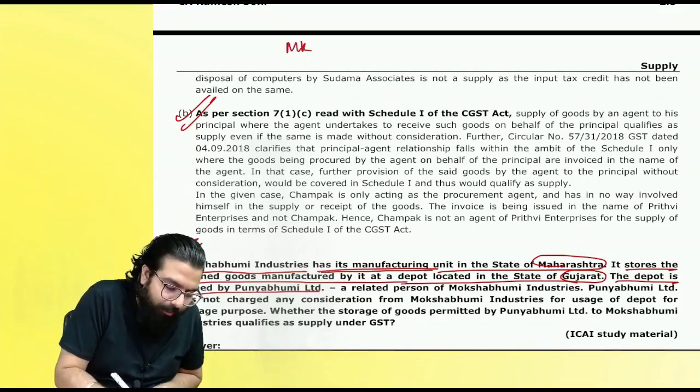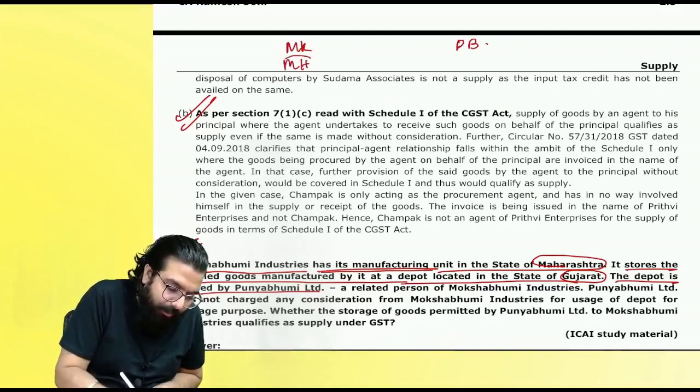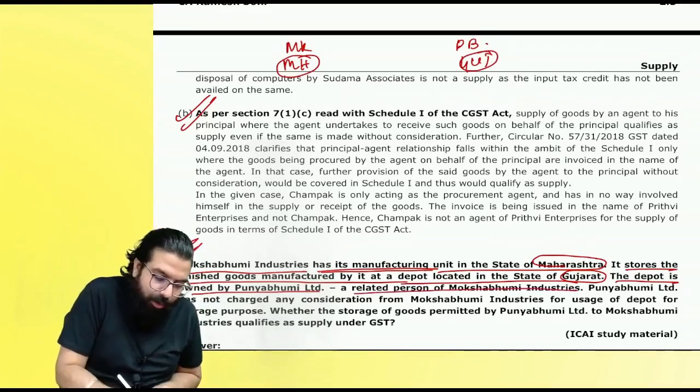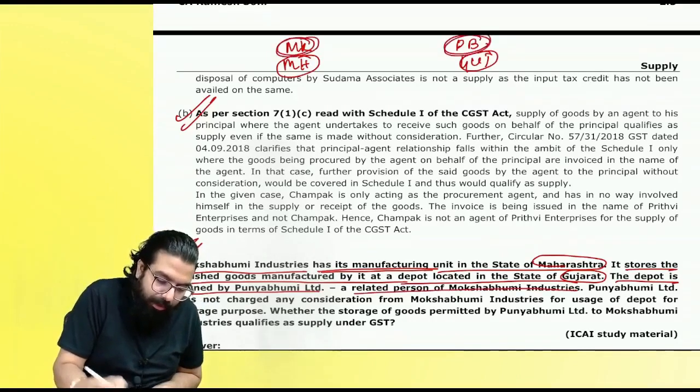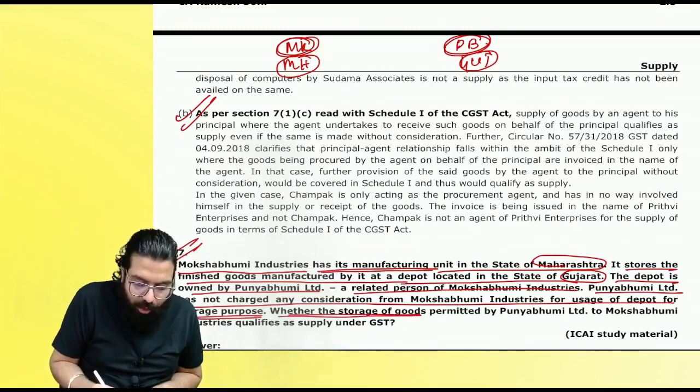Moksha Bhumi, Punya Bhumi. Moksha Bhumi is where? Maharashtra. Punya Bhumi is where? Gujarat. Then a related person of Moksha Bhumi. Moksha Bhumi's related person is Punya Bhumi. Punya Bhumi has not charged any consideration for usage of the depot for storage purposes. Whether the storage of goods permitted by Punya Bhumi to Moksha Bhumi qualifies as a supply.